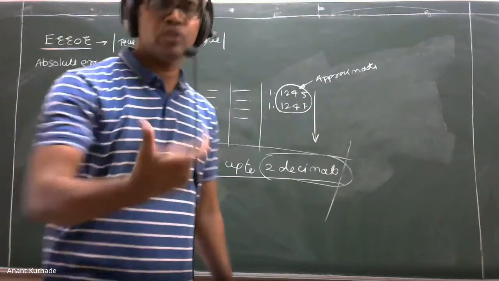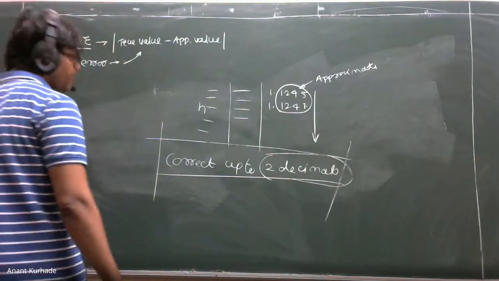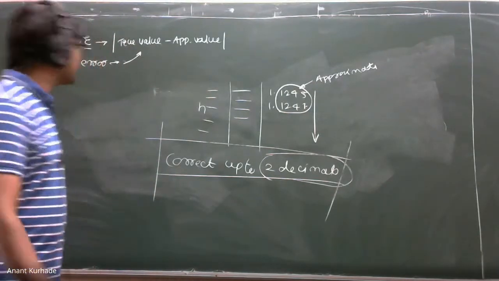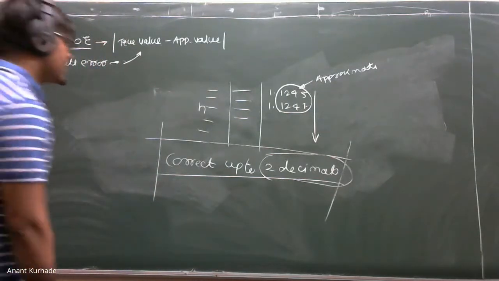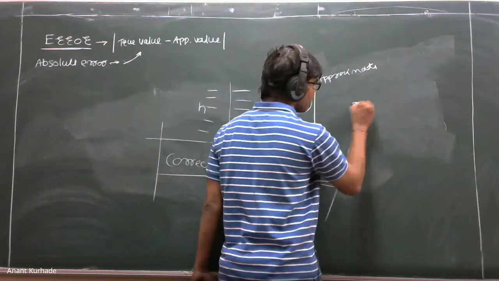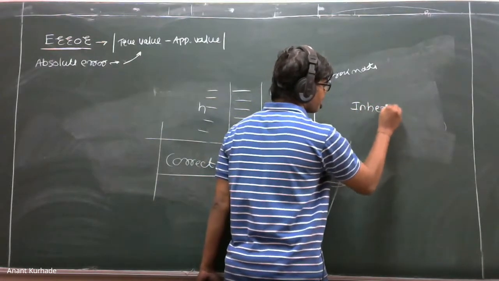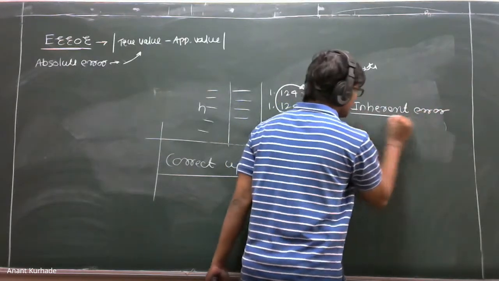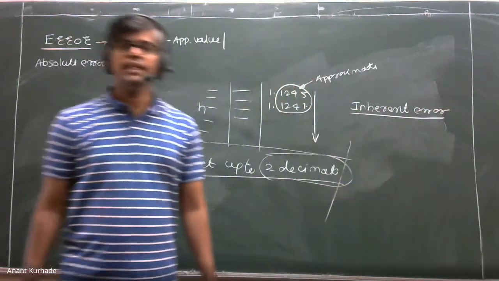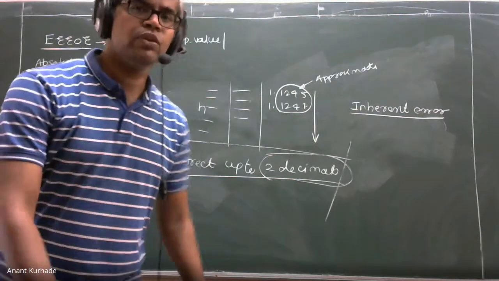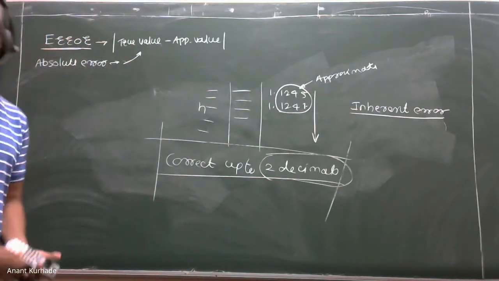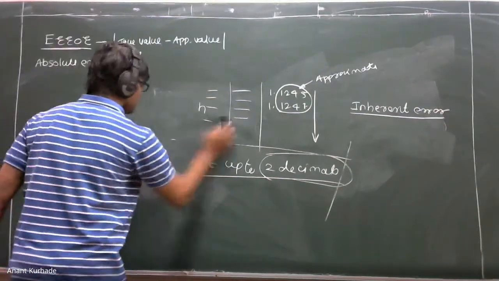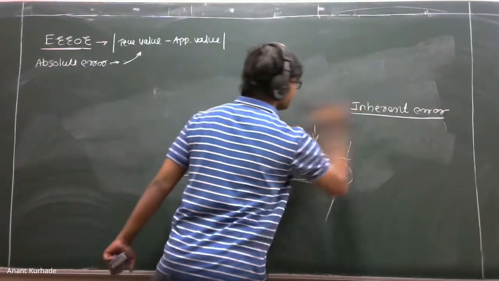So before the solution, don't forget to write this if we have this question in the exam. So how can we say it is an inherent error. Inherent error. We will write it separately here. Inherent error means the errors which are already present in the problem statement before the solution. These errors are inherent errors. Okay, inherent error. Now next.